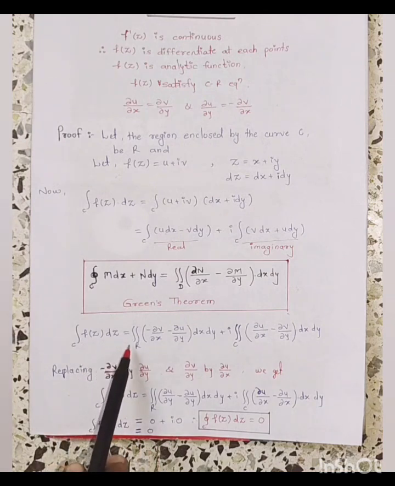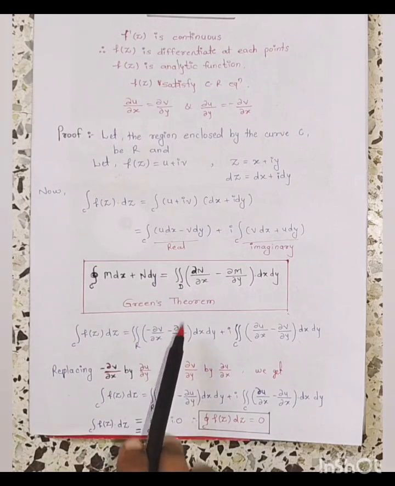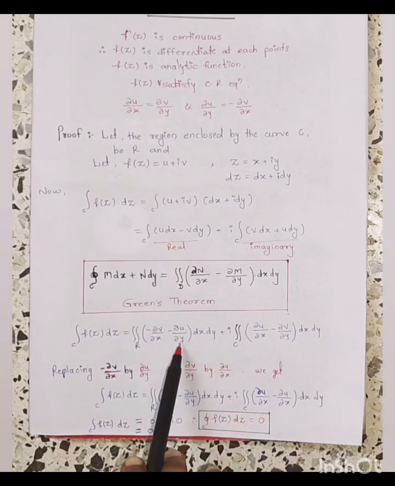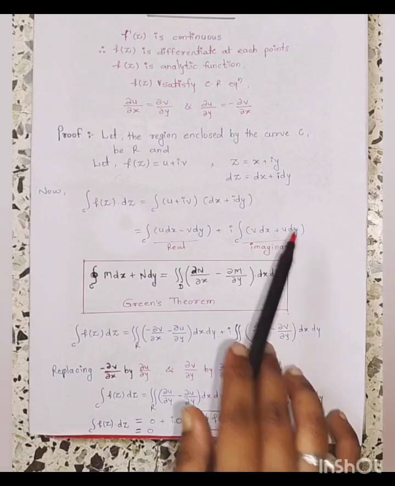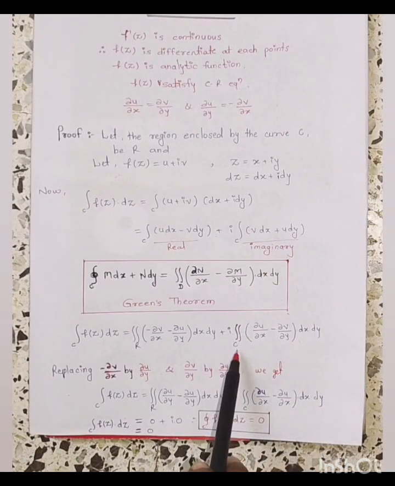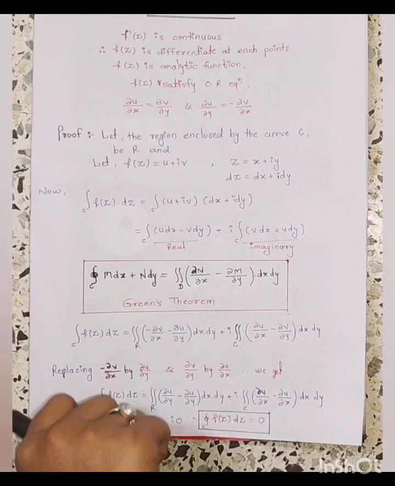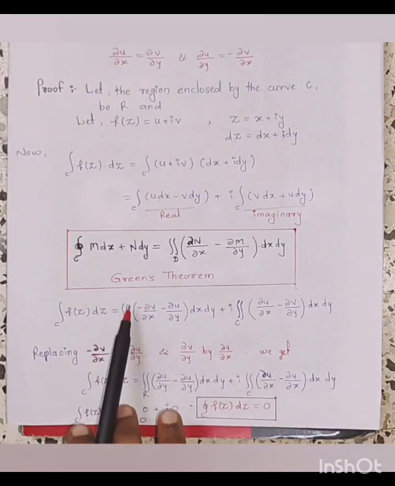That is integration of f of z dz is equal to double integration of minus del v by del x minus del u by del y, take second term first and first term second, into dx dy. Here I will also use the same process, that is integration of c del u by del x minus del v by del y, take second term first and first term second, into dx dy. Later on, replacing the value of minus del v by del x by del u by del y and del v by del y by del u by del x. Replace both the values in that equation.